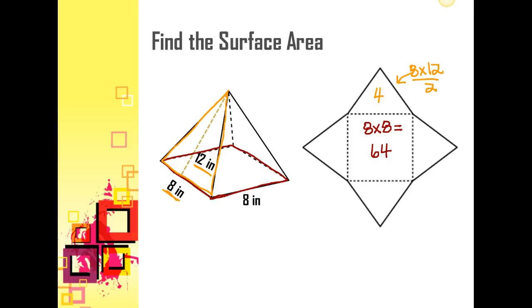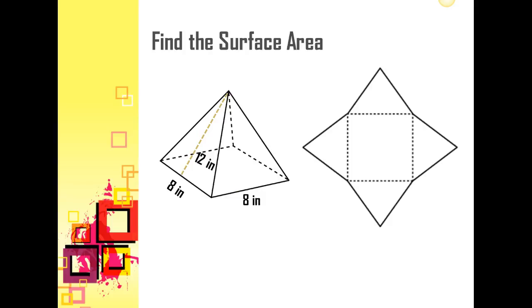As I mentioned before, because the base of the pyramid is square, each of the triangles or lateral faces will have the same area. Now, to find the surface area of the pyramid, we will simply add up all the pieces. The surface area of our pyramid is 256 inches squared.